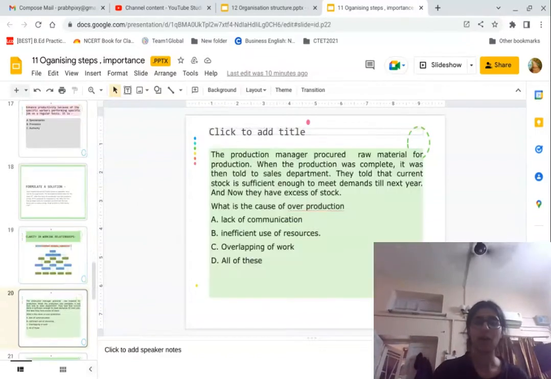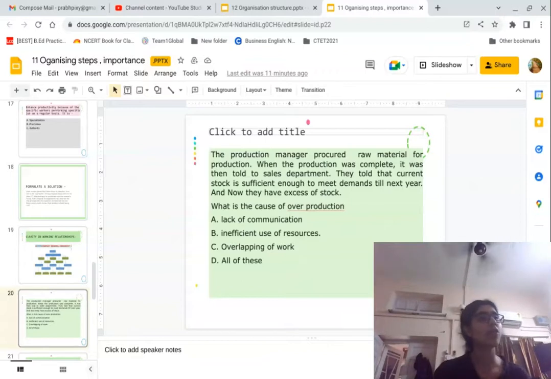Okay, when we talk about authority and responsibility: the production manager procured raw material for production when the production was complete. It was then told to the sales department. They said that the current stock is sufficient to meet the demand till next year, and now they have an excess of stock. What is the cause of overproduction? Yes, class, what was the thing? The production manager procured raw material for production when the production was complete. This is wrong at this step.